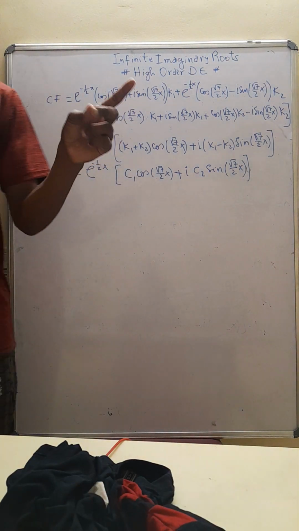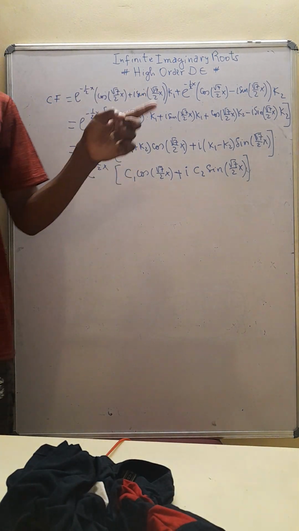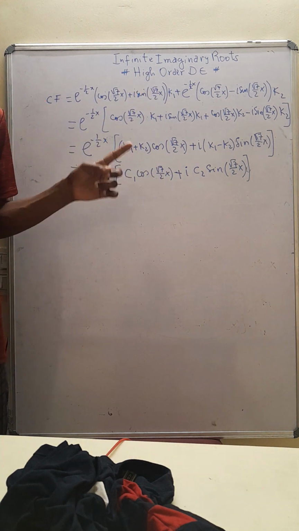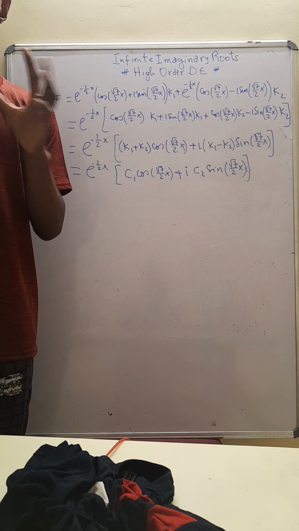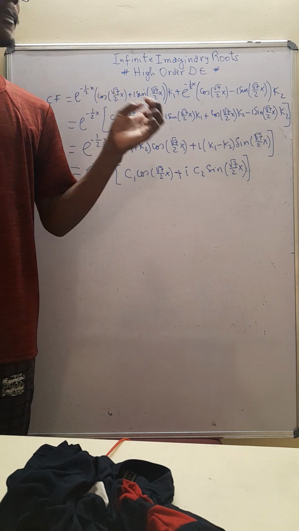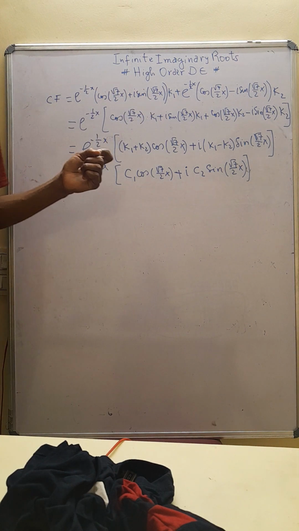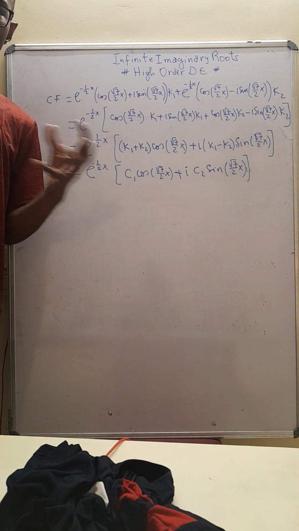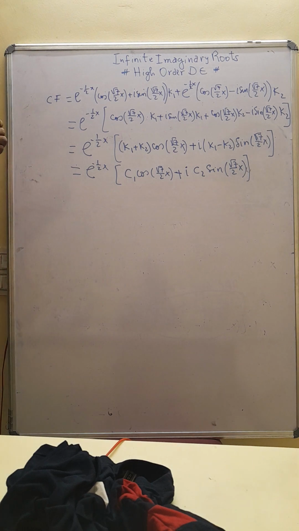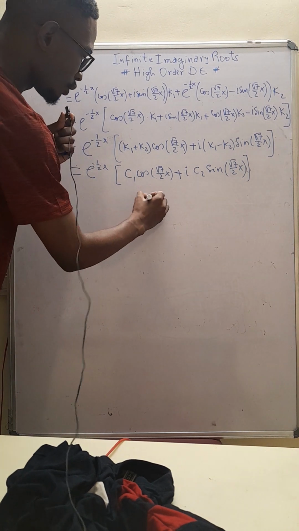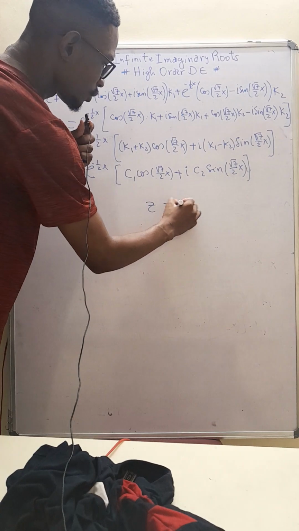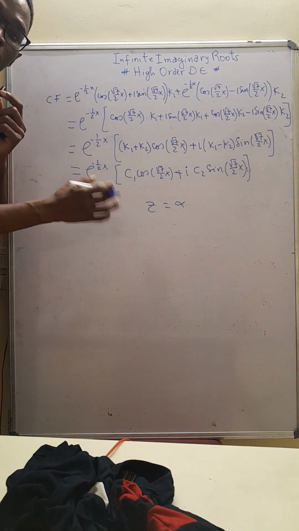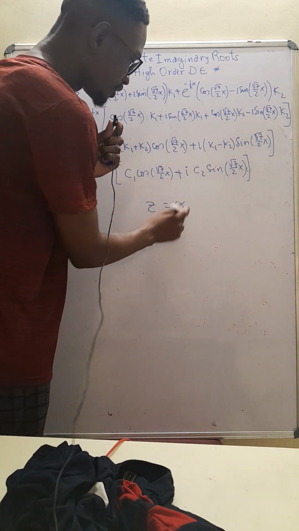The first thing you have to understand is that imaginary numbers always present themselves in pairs. What we mean by pair is that imaginary numbers are all like this. So Z is equal to alpha, and this alpha is the real part of this imaginary number.